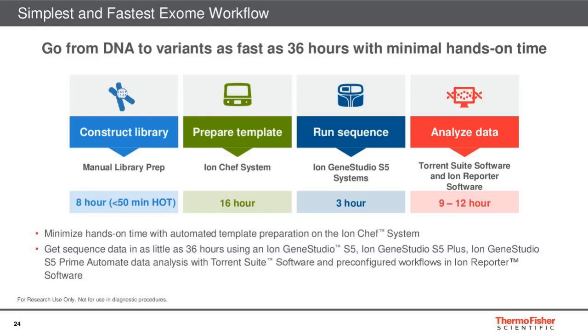The Ion Chef can prepare the template in about 16 hours, which fits nicely into an overnight workflow. It takes about 3 hours to generate raw sequencing data on the Ion GeneStudio S5 system. And then finally, it can take between 9 to 12 hours for variant calling and analysis with the Torrent Suite and Ion Reporter software. So of course, this is from DNA to variants. As many of you know, the actual interpretation piece can, of course, add more time to this, depending on how complex the phenotype may be.